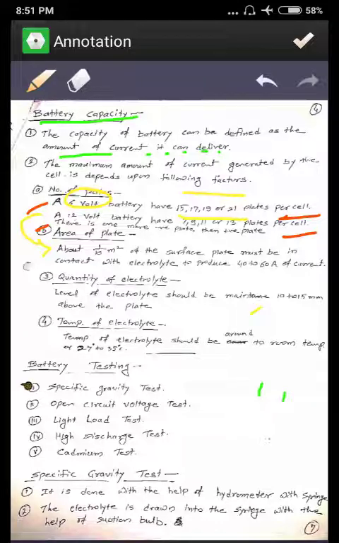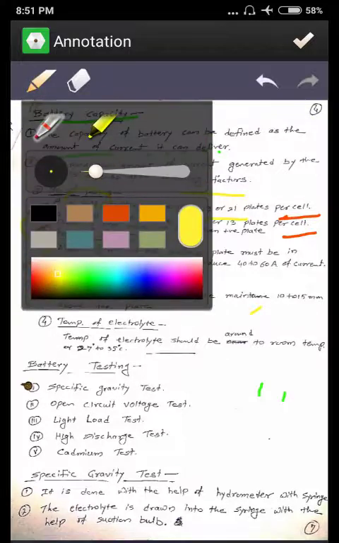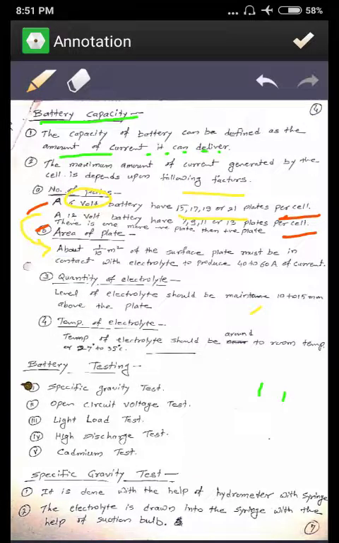So the third point is, I will just change the color. The third point is quantity of electrolyte. Oh, sorry, I have missed the second. The second is area of plate.